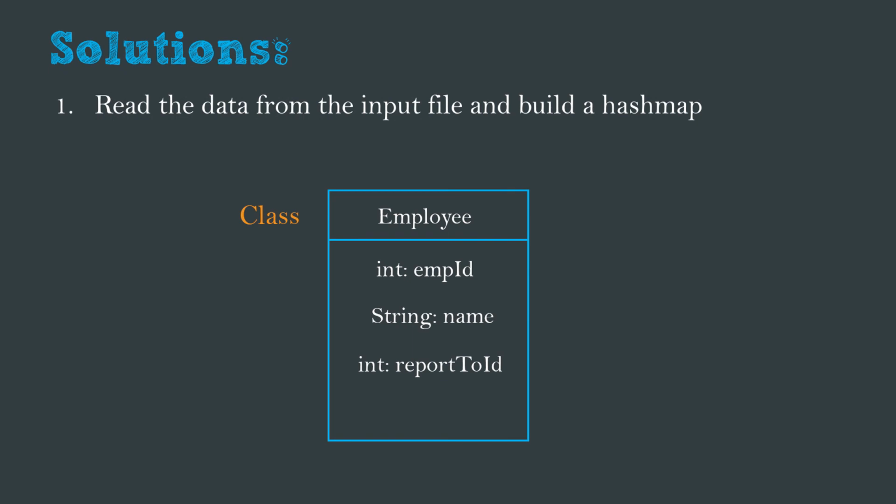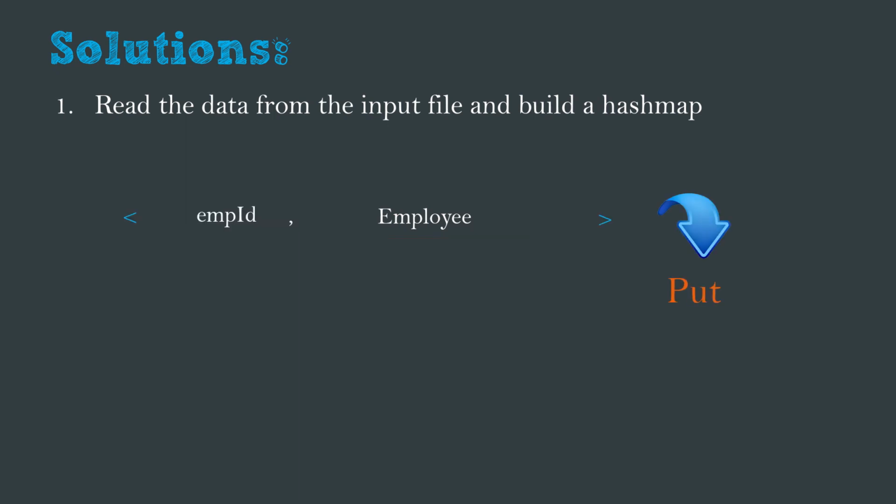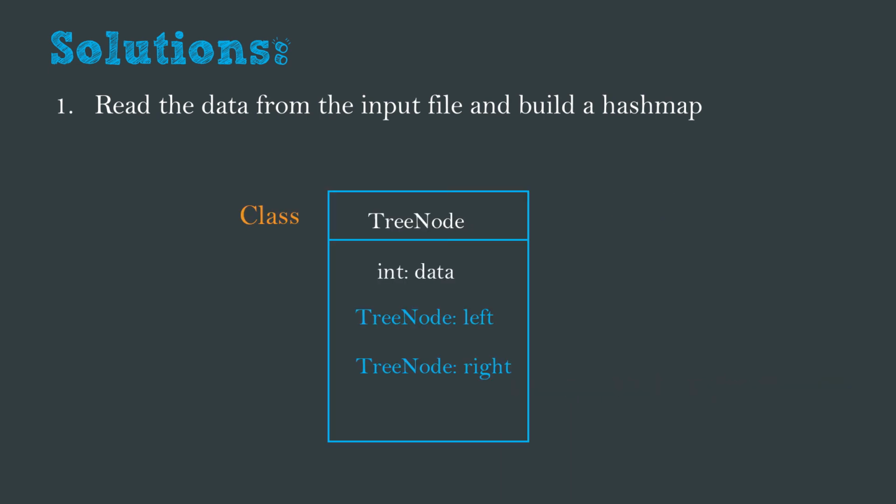Based on the format in the input file, we can define a class Employee. It has ID, name, and report to ID, which is the employee ID of his or her boss. While reading the file, we store the new employee object in the Hashmap. As we know from the tree structure, each tree node has links to its children.